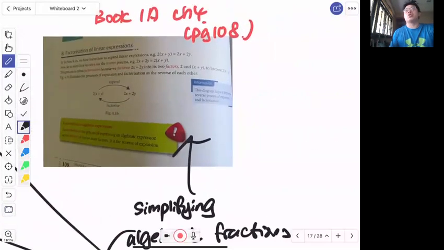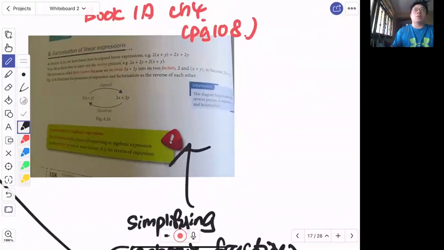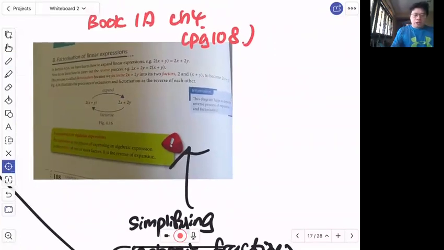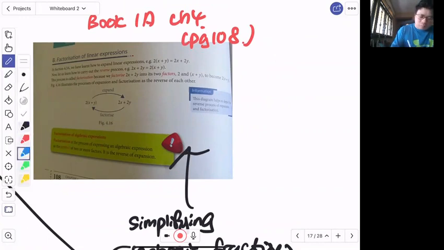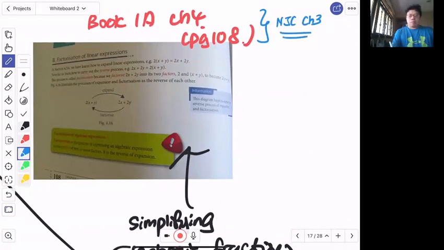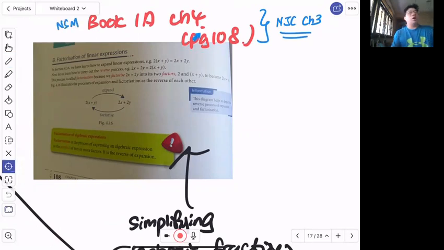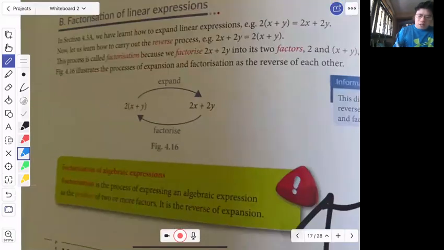The first type that you saw in book 1A, chapter 4. We did this in our chapter 3, NJC chapter 3. This is our math textbook, book 1A, chapter 4. I just put the reference here, page 108. So what you're looking at is common factor. If you look at the first type of factorization that we do, it is what we call the common term.